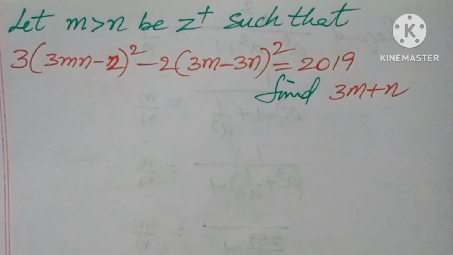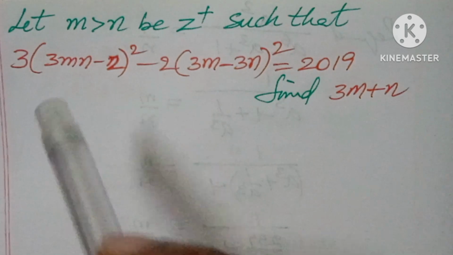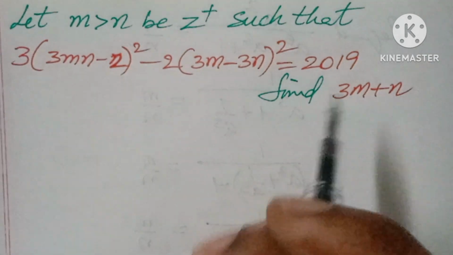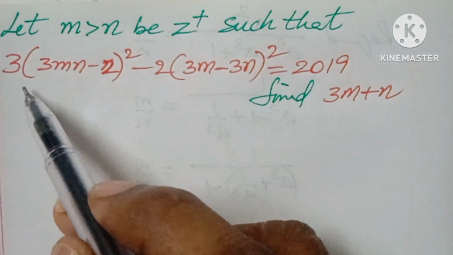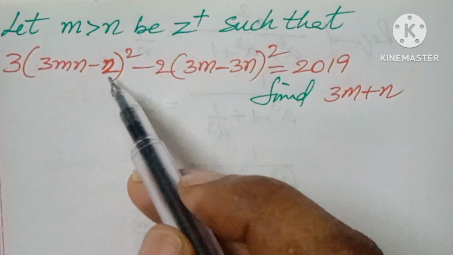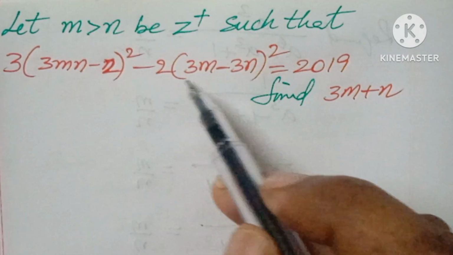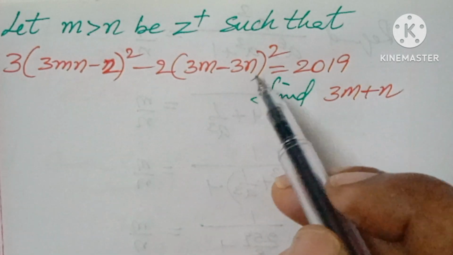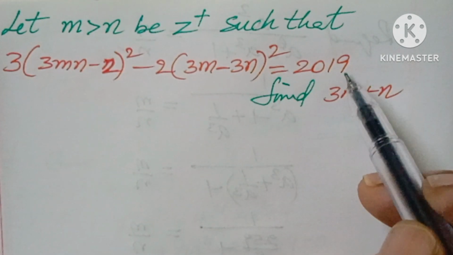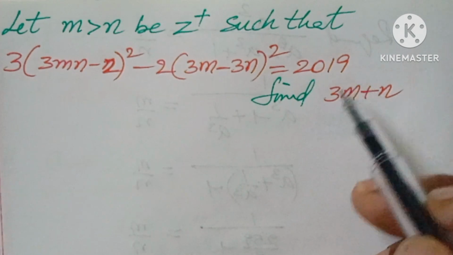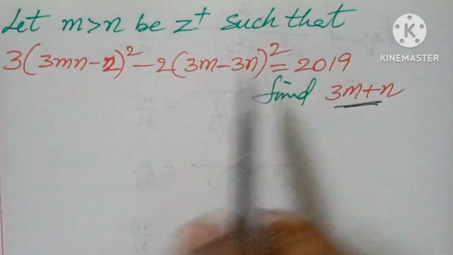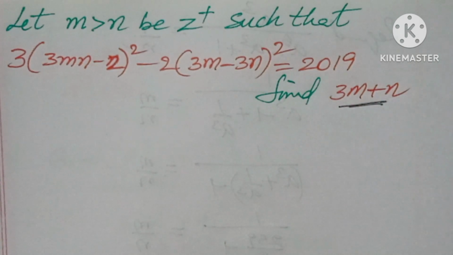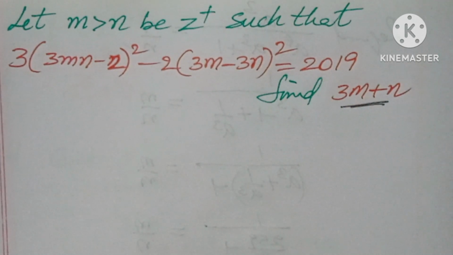Today we are going to see one logical problem. Let m > n be positive integers such that 3 times (3mn - 2) whole squared minus 2 times (3m - 3n) whole squared is equal to 2019. Find the value of 3m + n. As you are going to solve this problem, pause the video for 10 seconds and try it out.